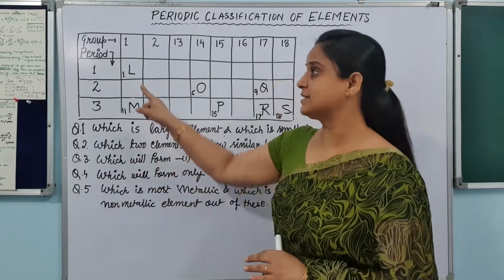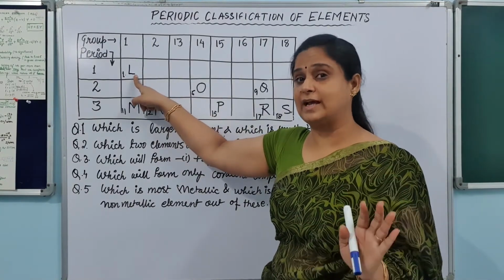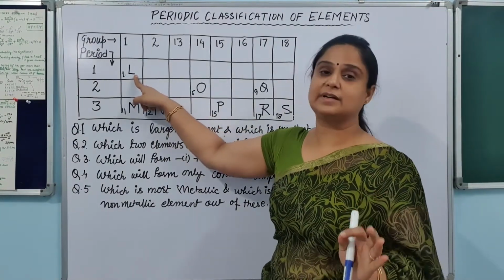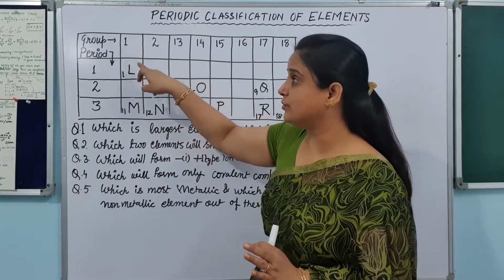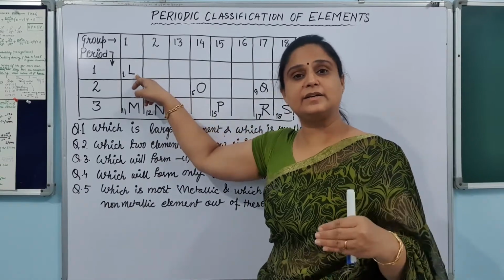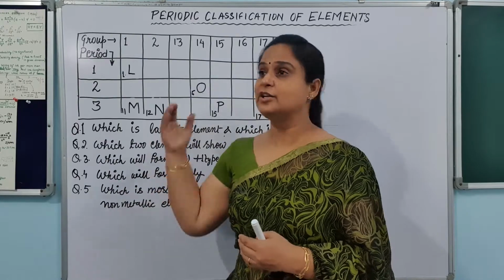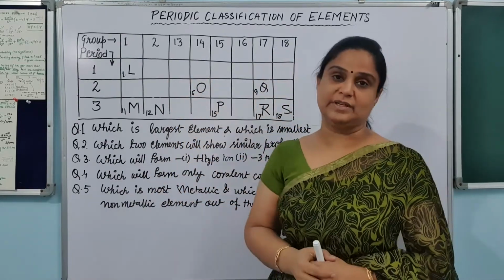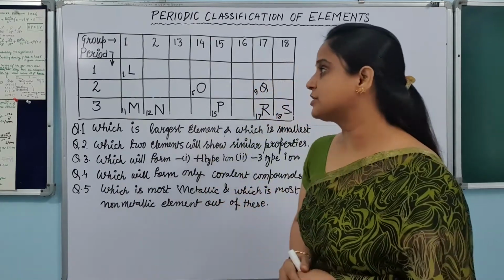So if it is written as L, I will deal with it as L because I don't want to recognize it actually. मैं नहीं चाहती कि मैं इसे recognize करूँ. मैं ये मान रही हूँ कि ये मेरा एक element है जो group 1 and period 1 को belong करता है. Then what can I understand about the property of this element? That is the purpose behind not giving you the actual symbols of the elements. Okay, so let's solve the questions one by one.